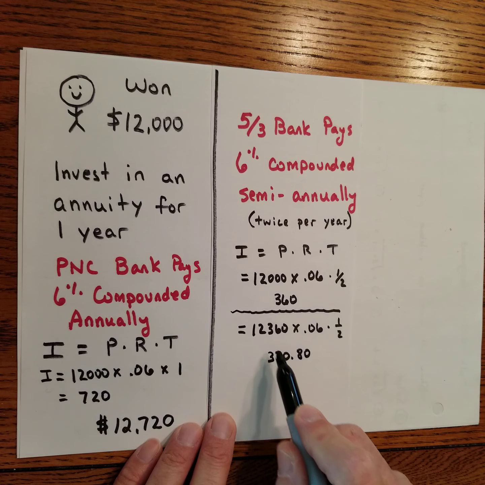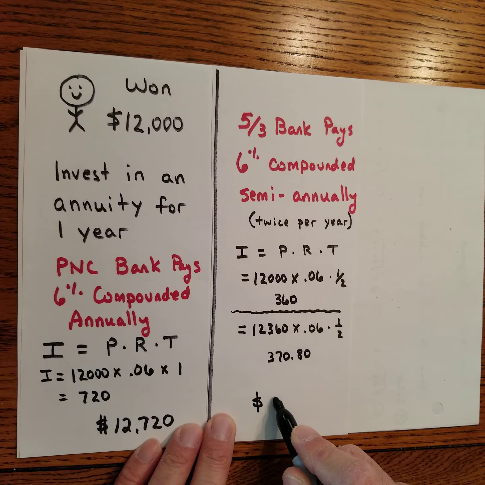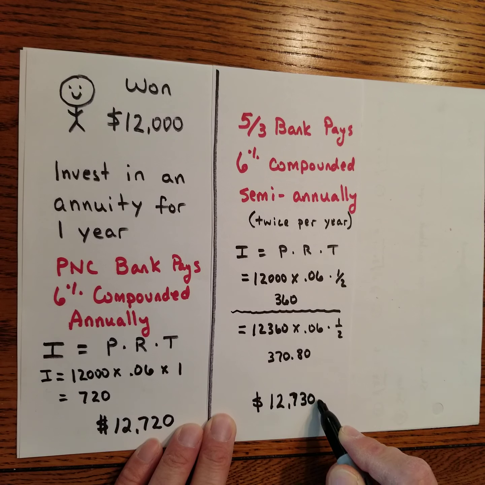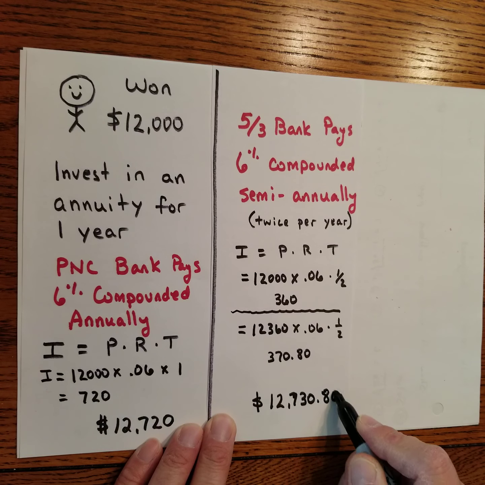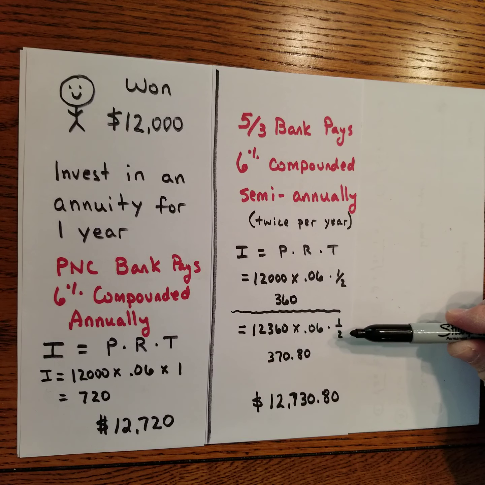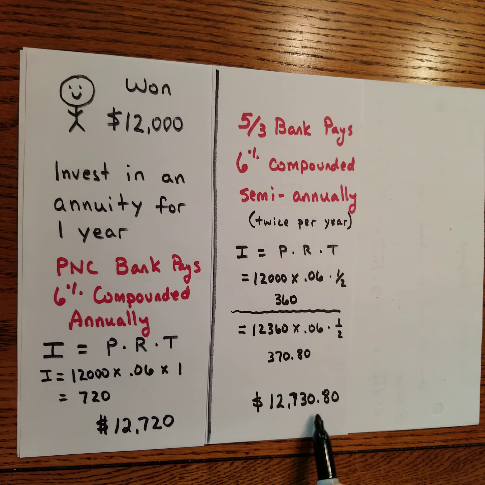Add that back onto the 12,360, and my balance at the end of a year is $12,730.80. Since they compounded twice a year, Fifth Third Bank, I end up with $10 more than I had at PNC Bank. Is it worth $10 more? I'll take $10 more.